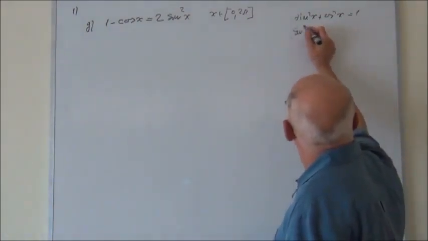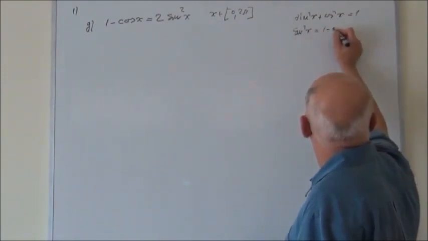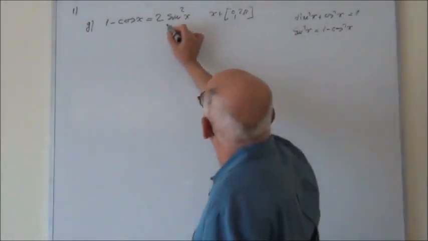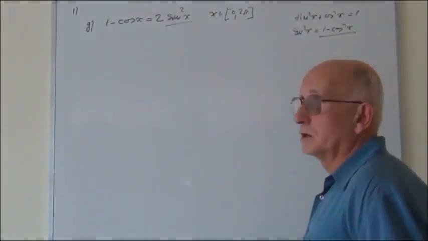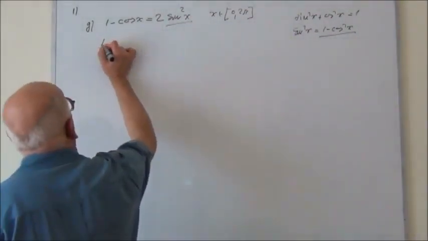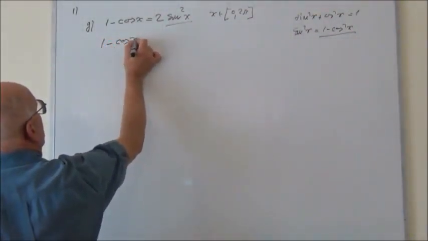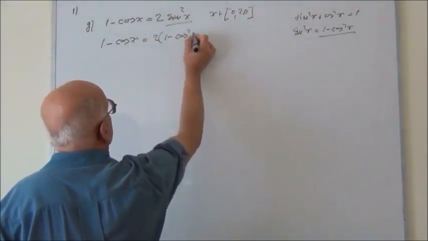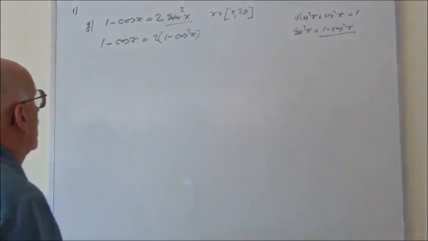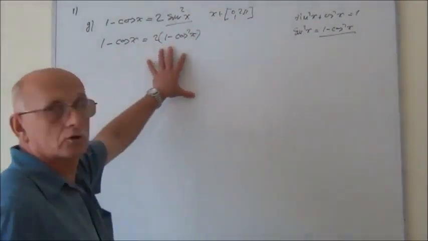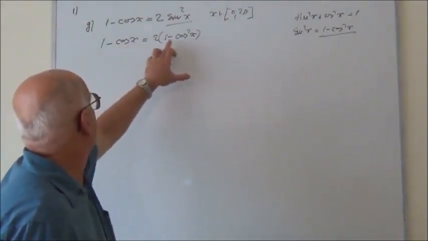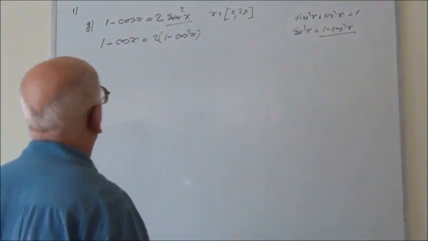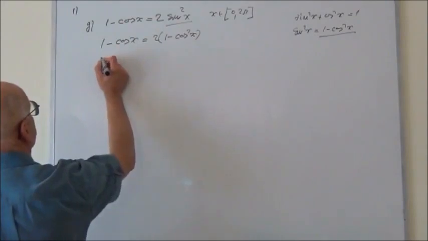Then sine squared x equal 1 minus cos squared x, and replace this sine squared x by 1 minus cos squared x. Then we have 1 minus cos x equal to 1 minus cos squared x. And now it's quite clear that we are talking about a quadratic equation. We have the same cos, and simply we expand this and rearrange the equation.